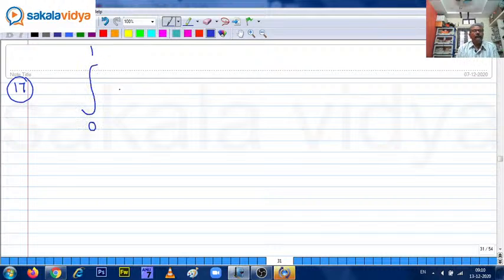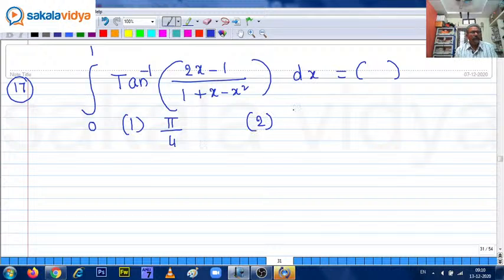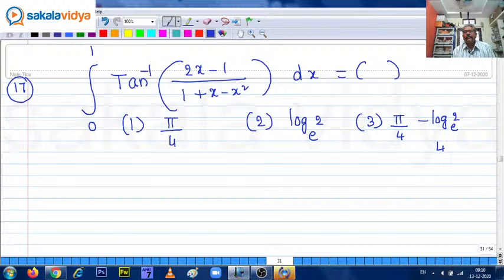Integral 0 to 1 of tan inverse of (2x minus 1) upon (1 plus x minus x square) dx equals. The first option is pi upon 4, the second option is log 2 base e, the third option is pi by 4 minus log 2 base e, and the fourth option is 0. So which is the right option? Anybody? Try yourself.